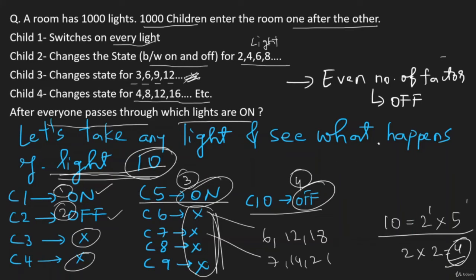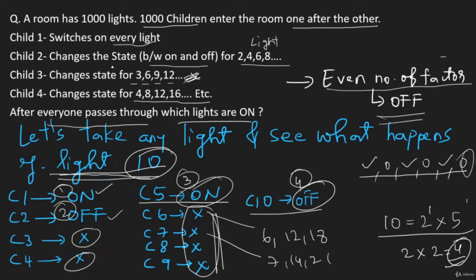Say you have a number that has 6 factors, so it will be on, then it will be off, then it will be on, then it will be off, then it will be on, and then it will be off. So it will occur in 6 series. So 6 children will touch that lamp which has a number which has 6 factors, and it will end up off. So we can summarize, any number which has an even number of factors, that light will be off at the end of this process.